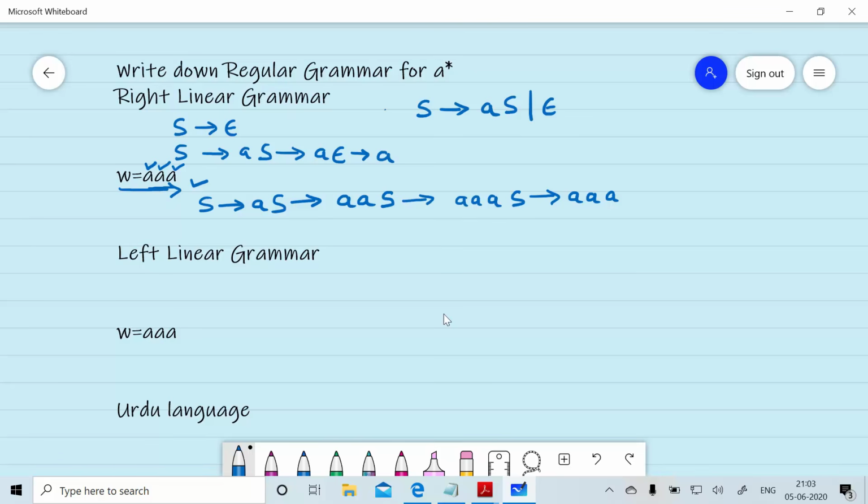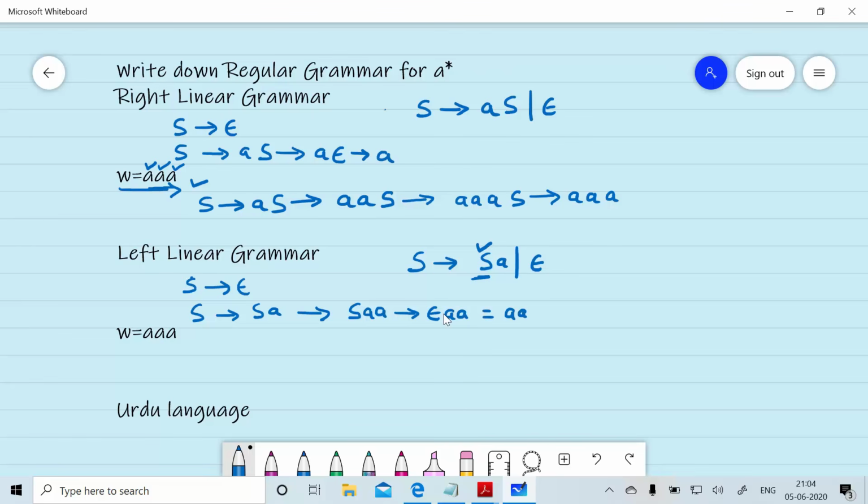Now let us design the left linear grammar for a star. So S gives Sa or null. It is known as left linear because the position of the non-terminal in the right hand side is at the leftmost position. Now S can give null. S can give Sa. Then S can again be replaced by Sa. And then S can be replaced by null, and it is equivalent to aa.